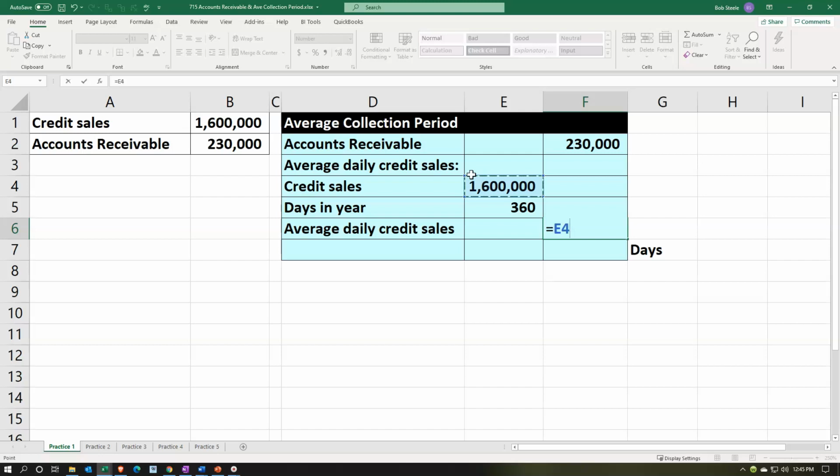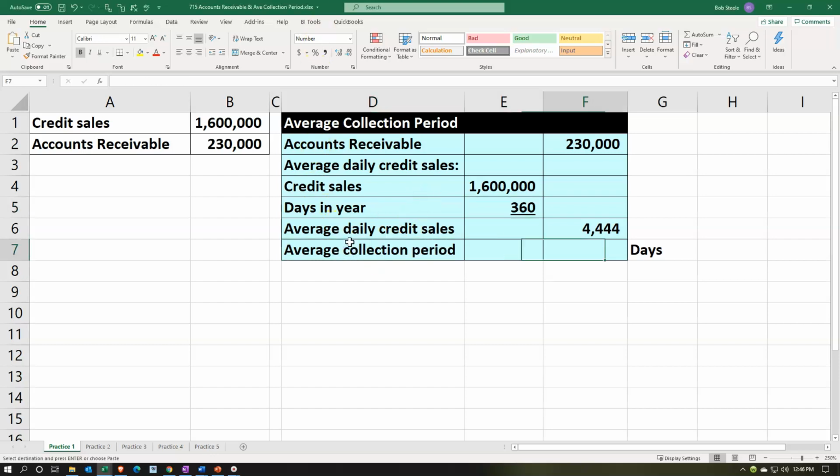So we're going to say this is the 1,600,000 divided by the 360. Let's put an underline under the 360: home tab, font group, and underline. So credit sales divided by the days in the year gives us our average daily credit sales. Now we've got the numerator and denominator in the outer column, the accounts receivable divided by the average daily credit sales. That will then give us the days, the average collection period. Average collection period, or in other words, the days the accounts receivable are outstanding on average.